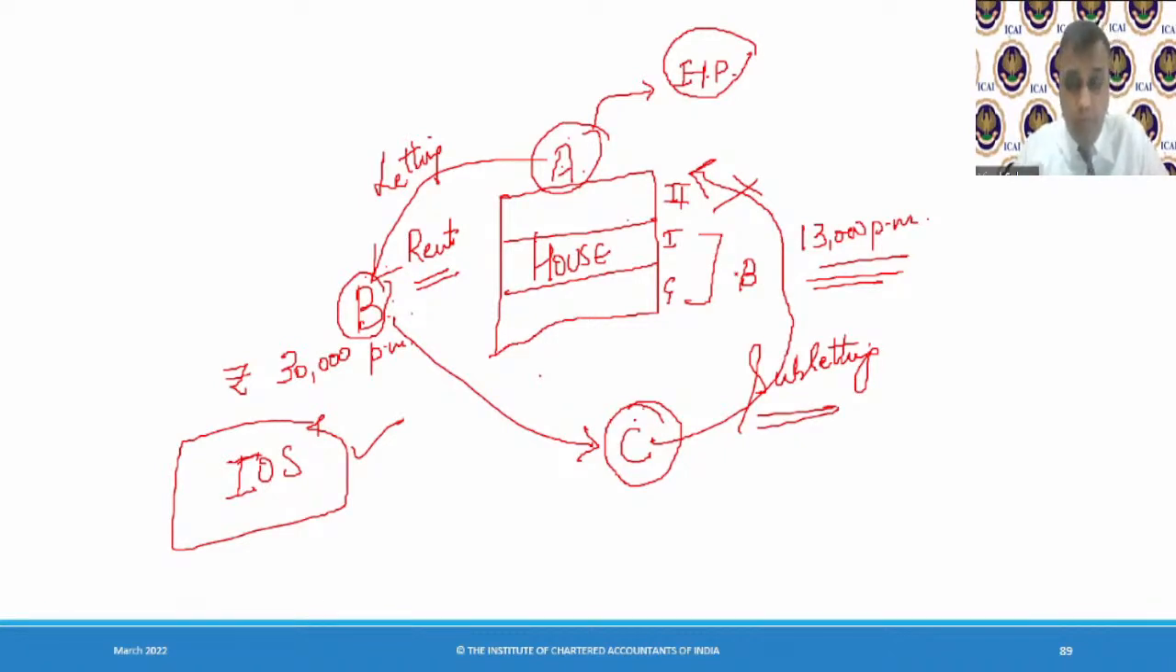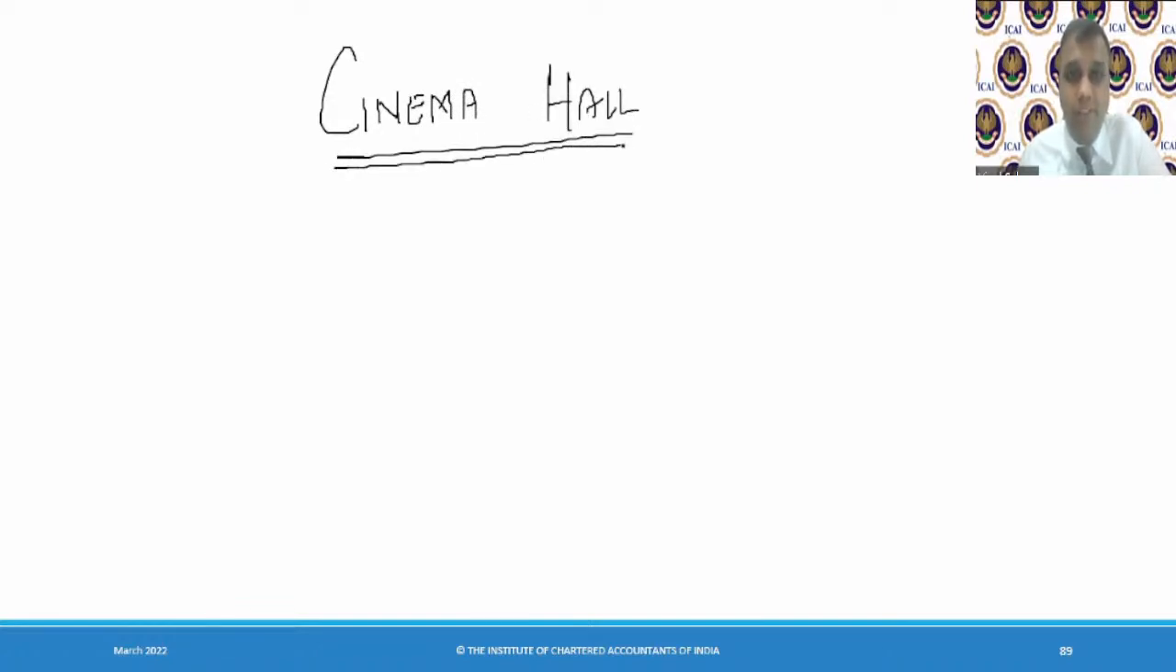Okay, so I hope this letting and subletting is clear. So let us move to our next topic, audit of a cinema hall. Fine. So let us go and watch a movie. Cinema hall. This term was lost somewhere during 2020 and 2021. We missed going and watching movies in the cinema halls. So, audit of a cinema hall.